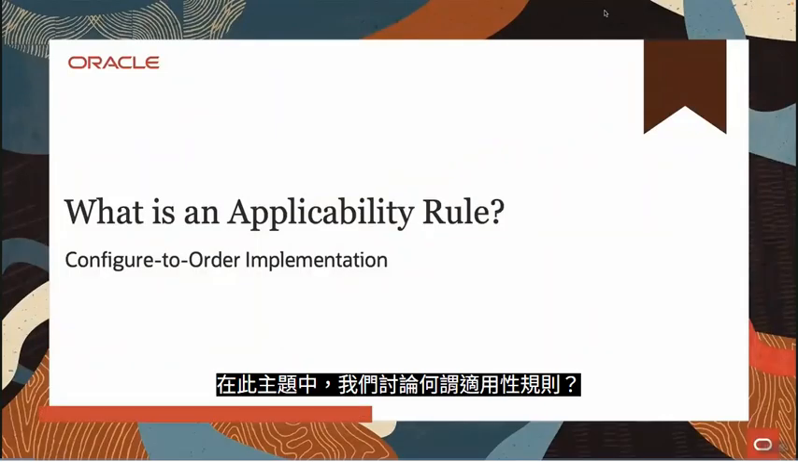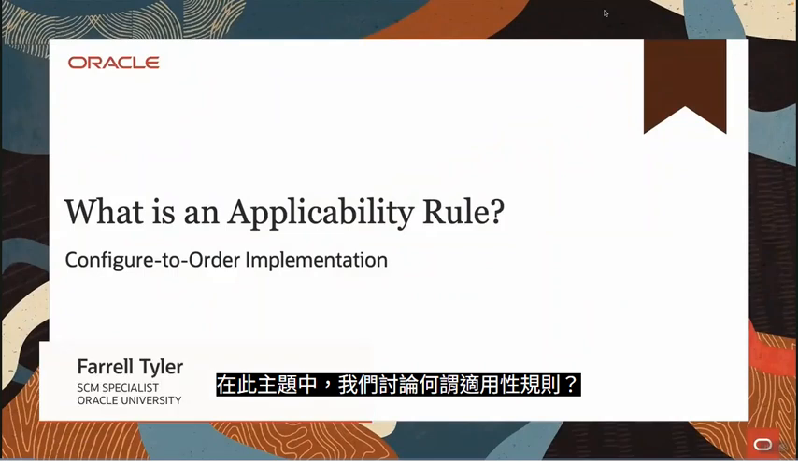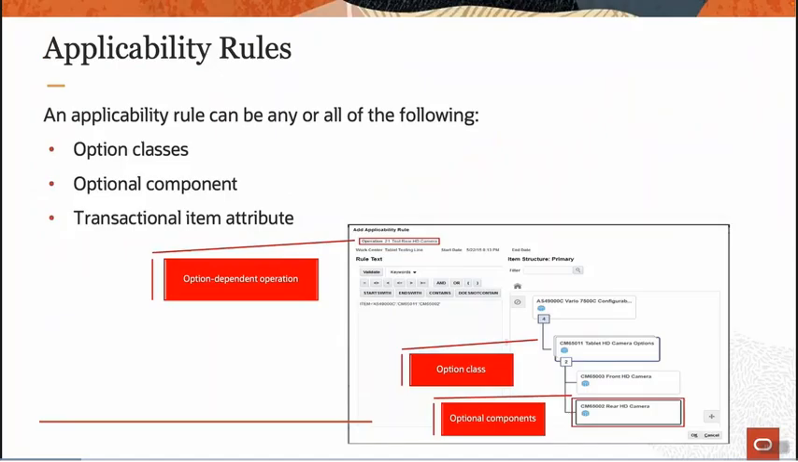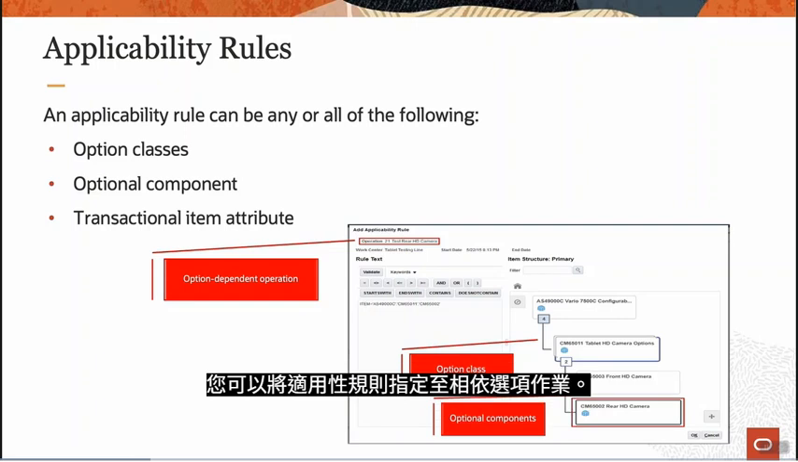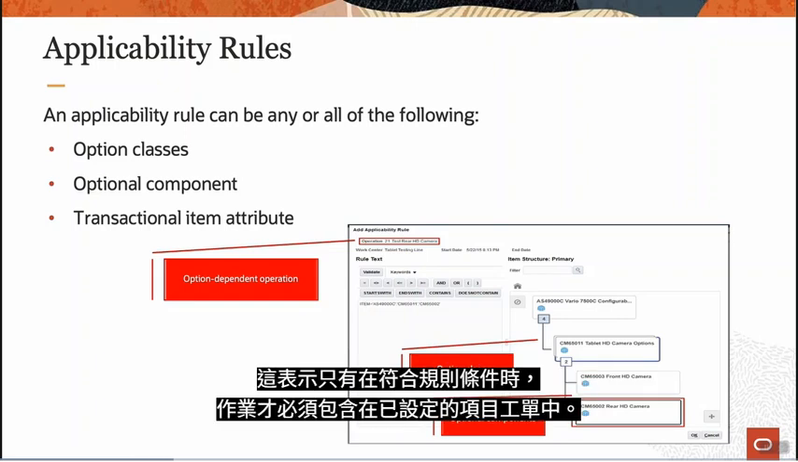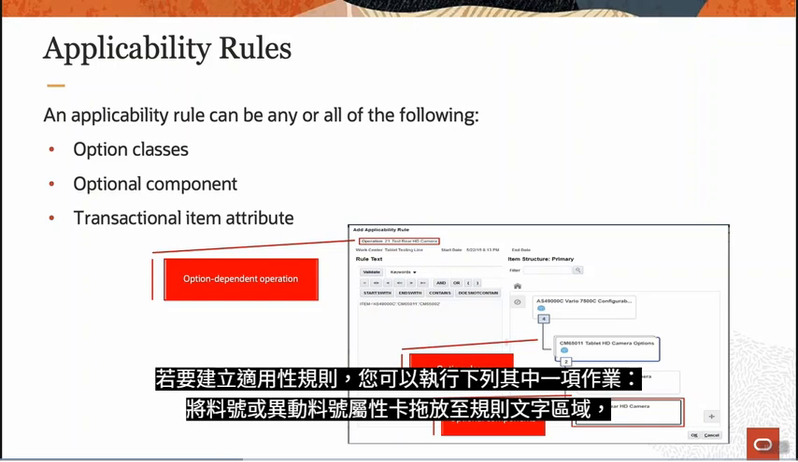In this topic, we discuss what is an applicability rule. The screenshot depicts a rule that Operation 21 Test Rear HD Camera is applicable only if the option Rear HD Camera is selected. You can assign an applicability rule to an option-dependent operation. It means that the operation must be included in the configured item work order only if the rule criteria are met. To create an applicability rule, you can do one of the following.